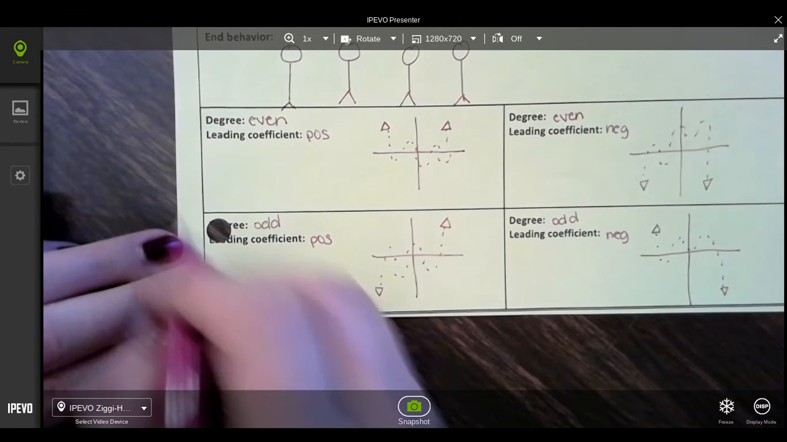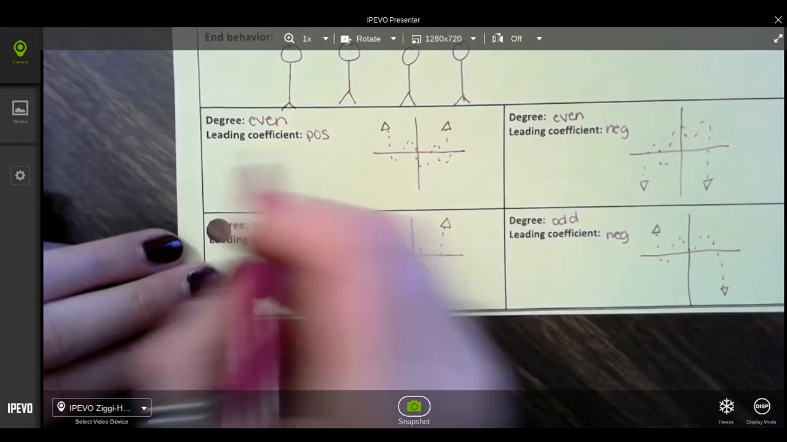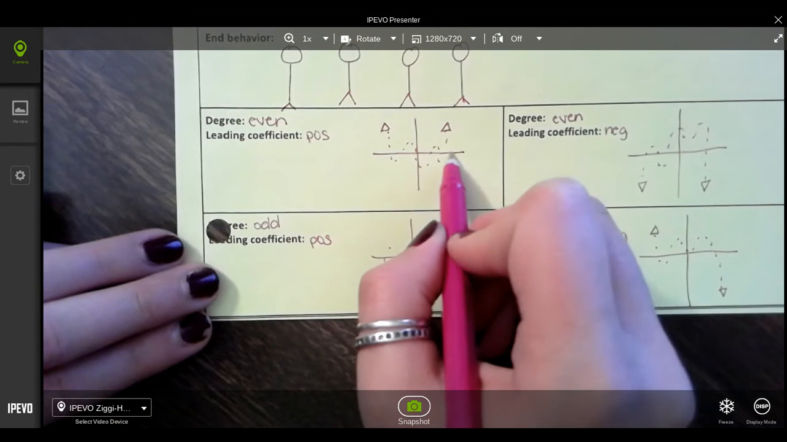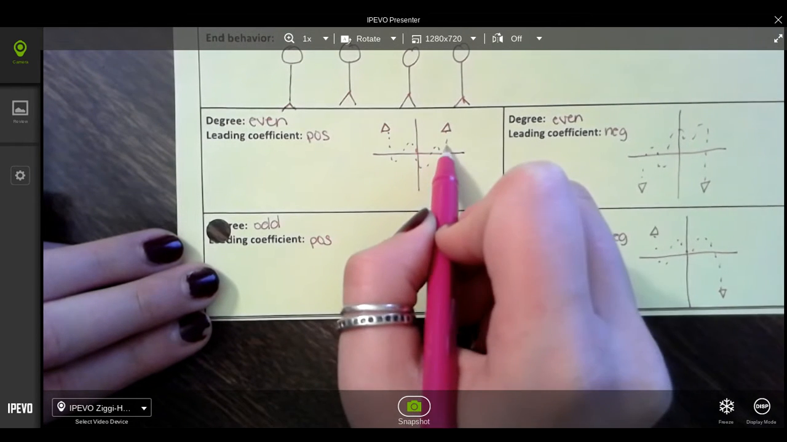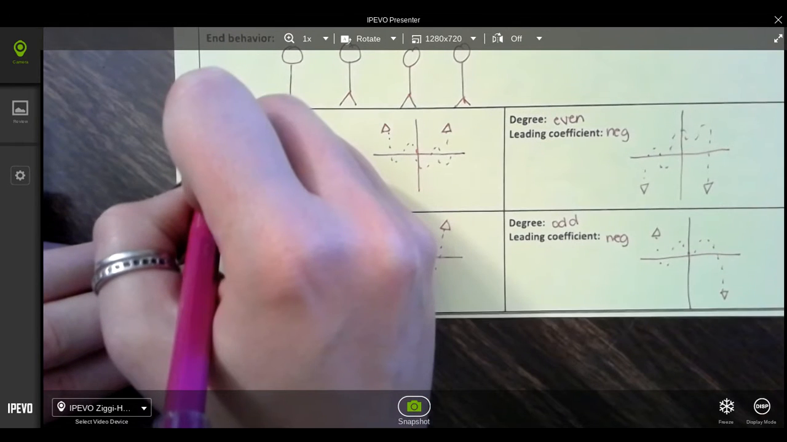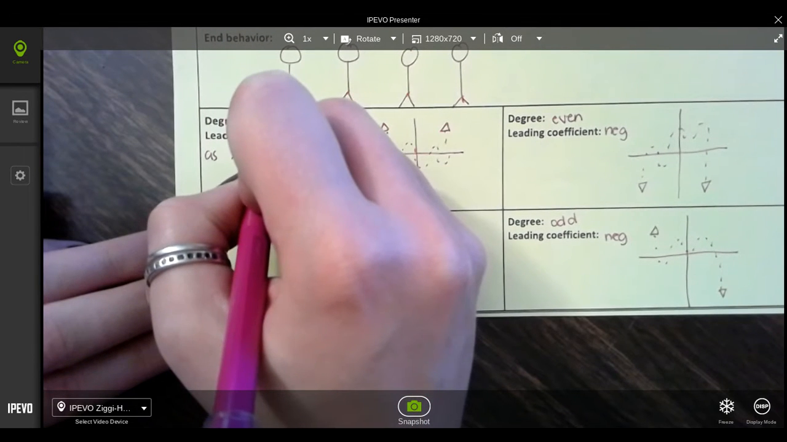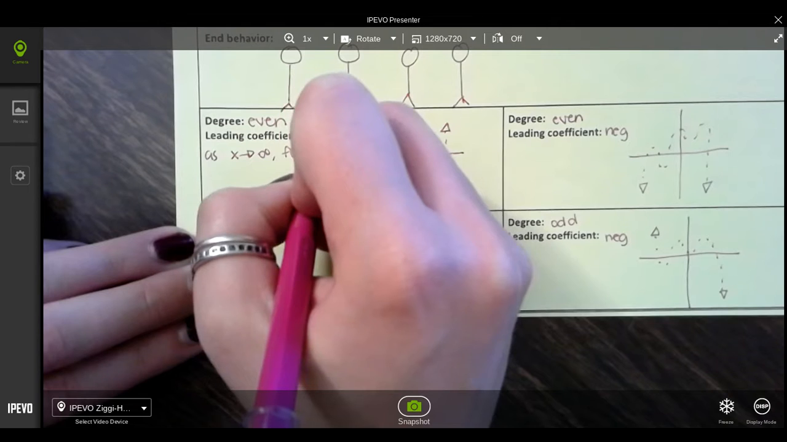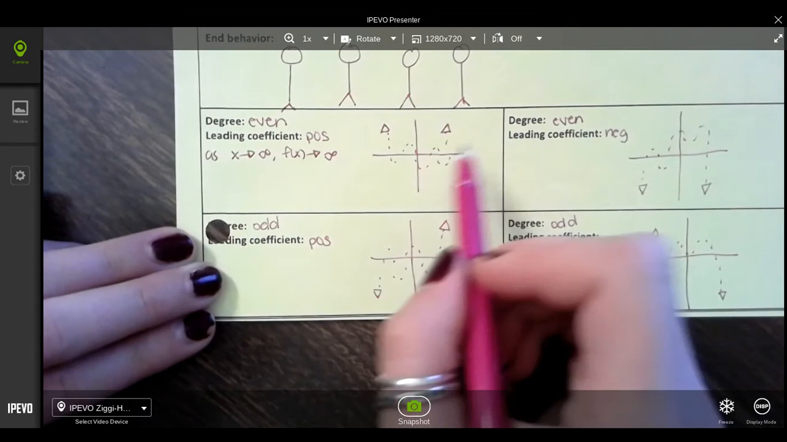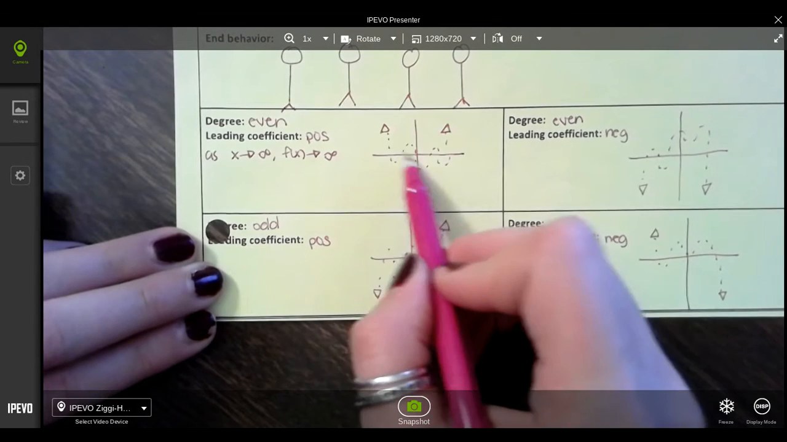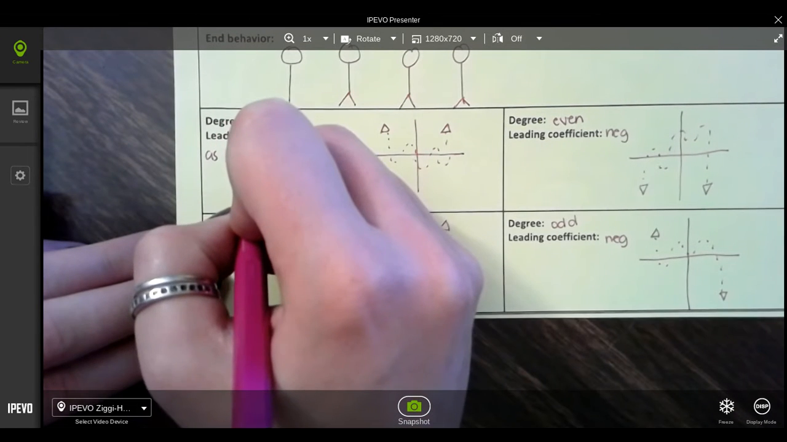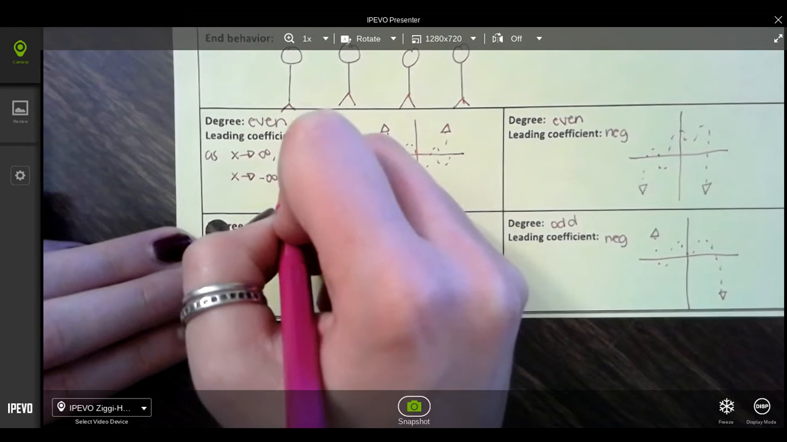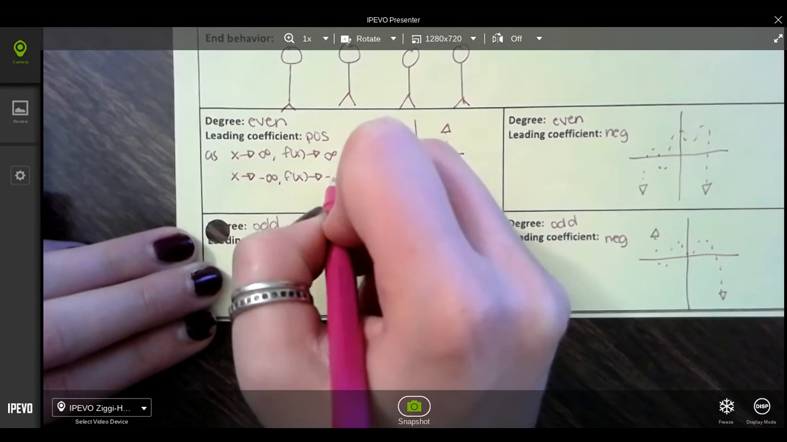So what is the end behavior for this top one right here? What end behavior is saying is as x approaches infinity, as we get more and more positive, where's my function going? Well, it's going up to infinity. So as x goes to infinity, f of x goes to infinity. As x goes to negative infinity, my function is going up to infinity as well. So as x goes to negative infinity, f of x goes to infinity.